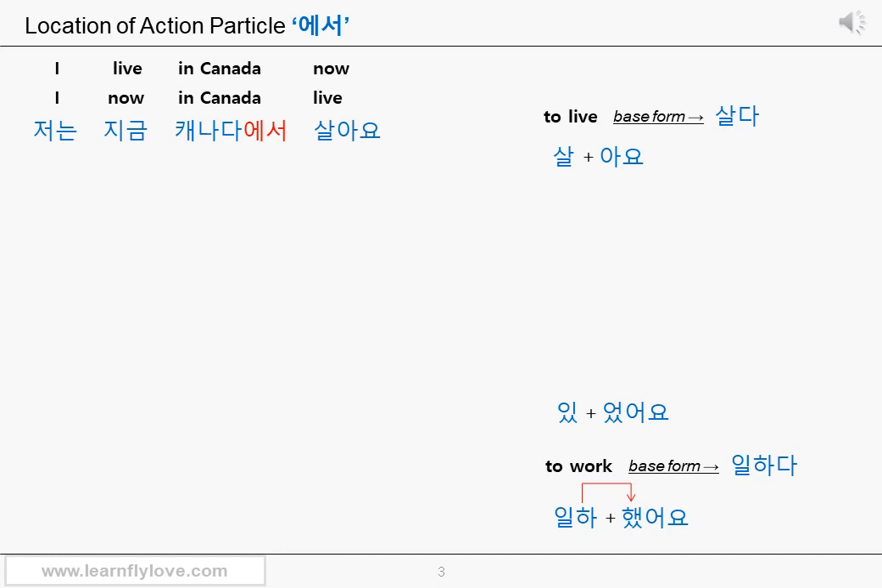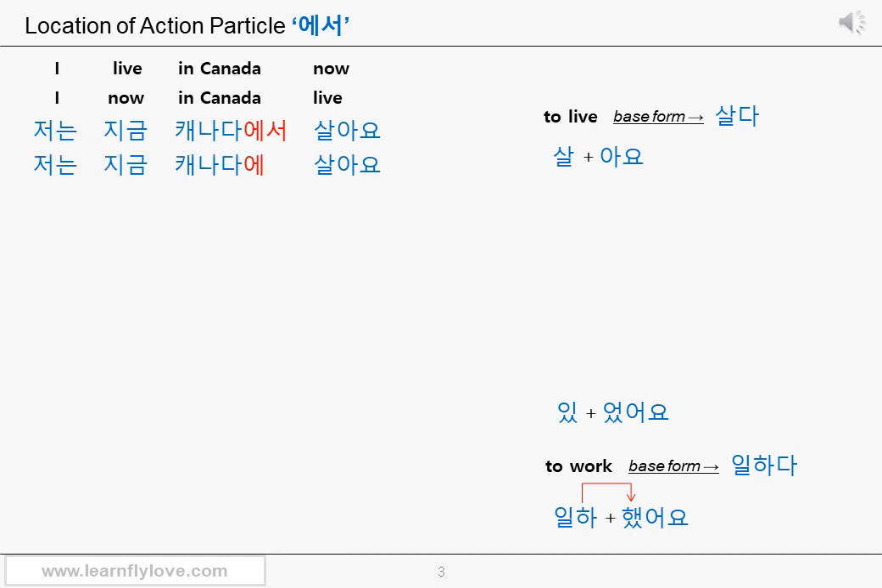In Canada, Canada is just 캐나다 in Korean. Because we are going to use the verb 살다, to live, and Canada is the place where the action of living takes place, you can definitely use the location of action particle 에서. 캐나다에서, in Canada. Live, the stem 살 plus 아요, 살아요. 저는 지금 캐나다에서 살아요. I, now, in Canada, live.